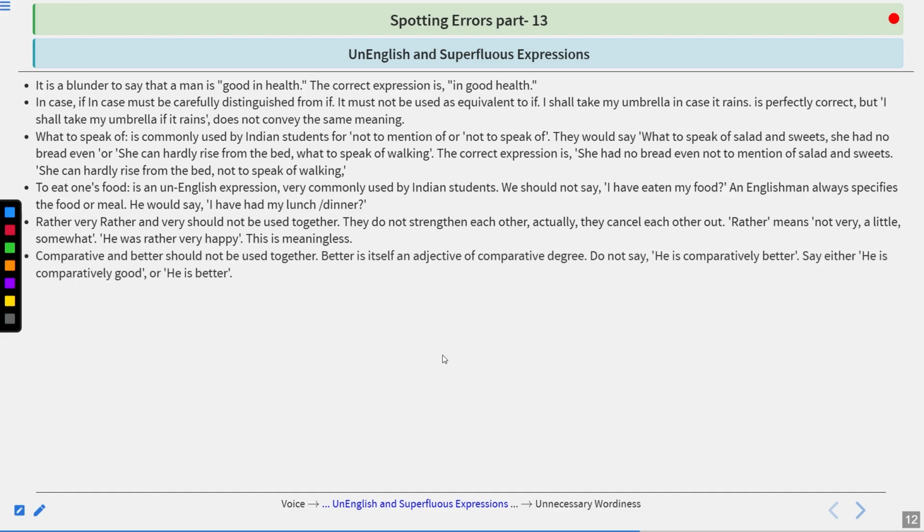"Comparatively" and "better" should not be used together. Better is itself an adjective of comparative degree. Do not say "he is comparatively better." Say either "he is comparatively good" or "he is better." I hope you have understood.